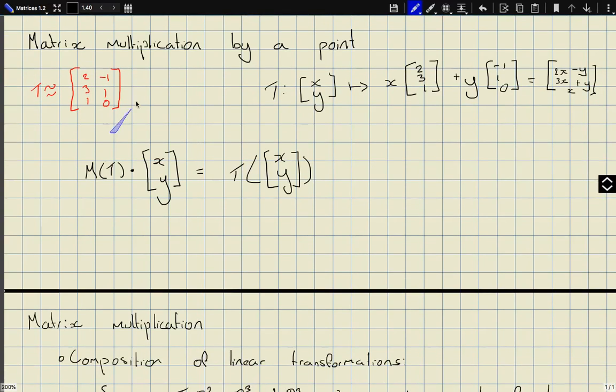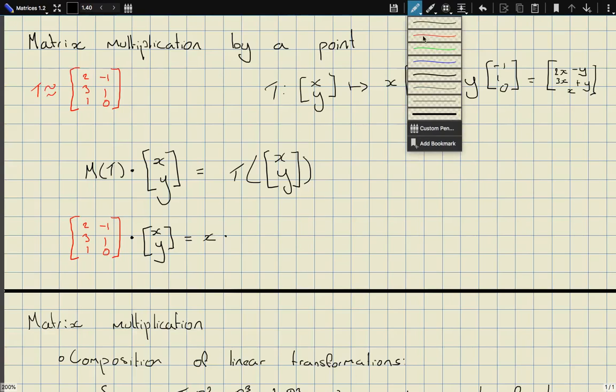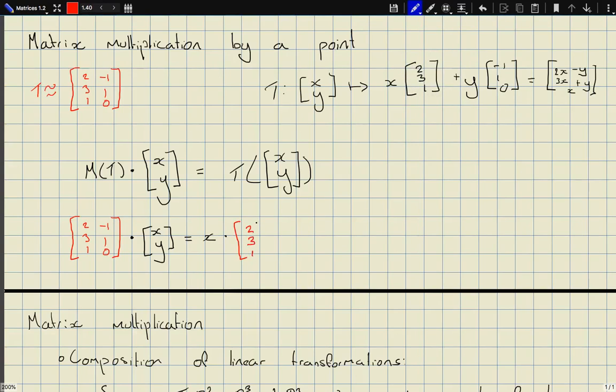And so here, if we were to take this matrix and multiply it by a point xy, then what we actually get is x times this first column and y times this second column, because that's exactly what this transformation does. And of course, we must have that the matrix and this transformation are doing the same thing, because our matrix here is just another way to represent our transformation. So therefore, we can say that this is equal to x times our first column, which is 2, 3, 1, plus y times our second column, which is -1, 1, 0.